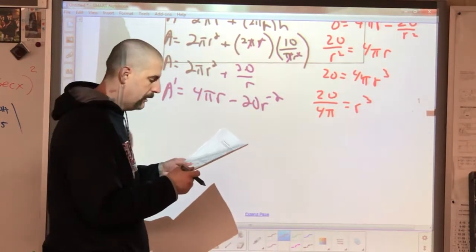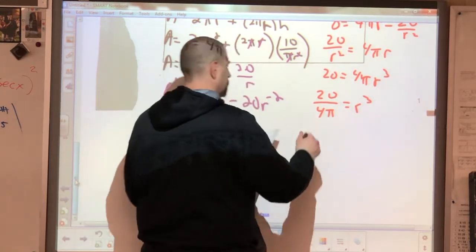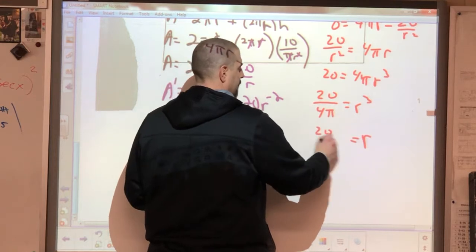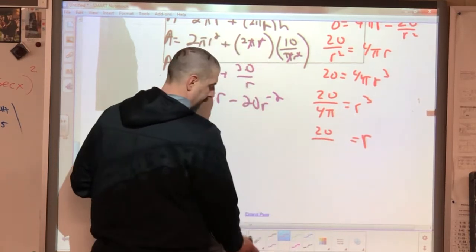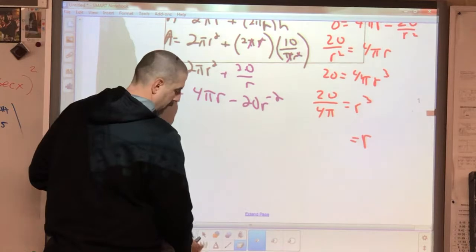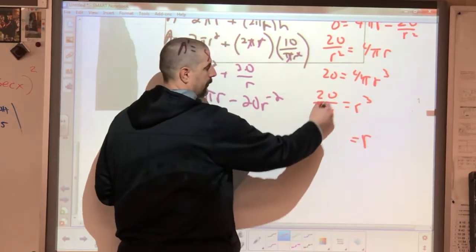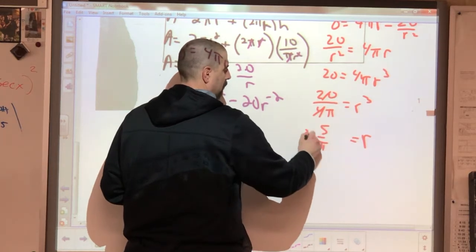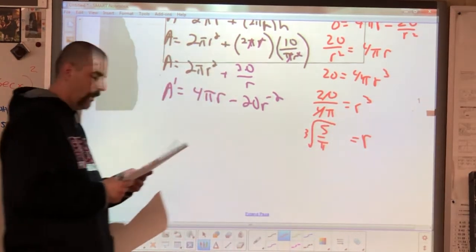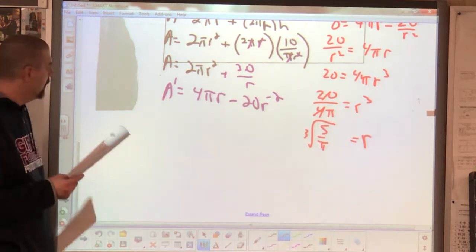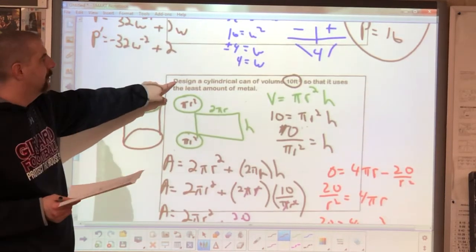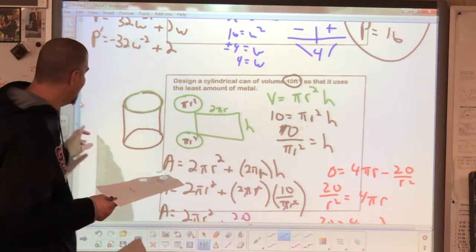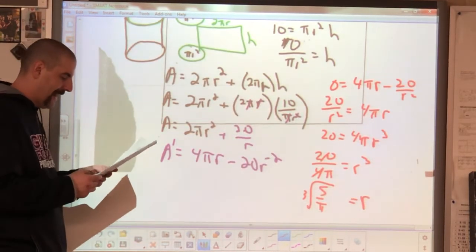Take the cube root of both sides. So you're going to get r equals 20 over 4, which is 5. So it's 5 over pi, and the cube root of that is r. Okay, so then it says it wants to design a cylindrical can. So we know what r is, we just have to find h.